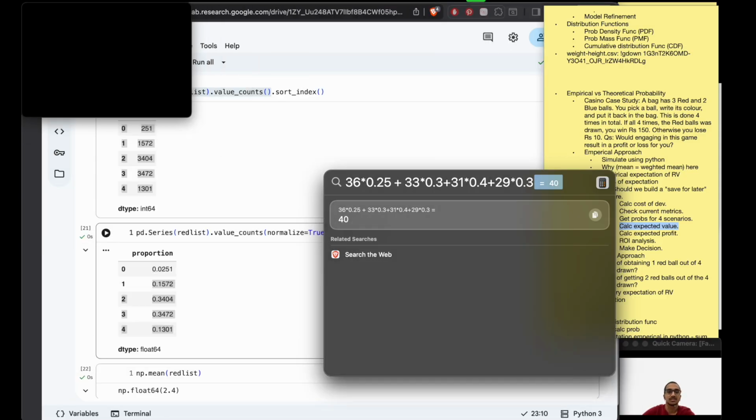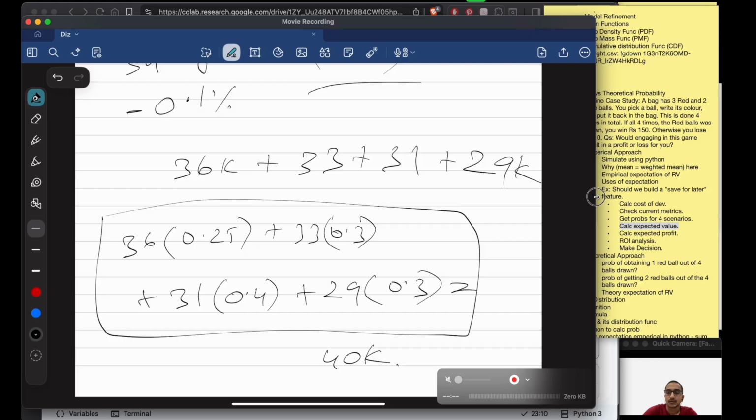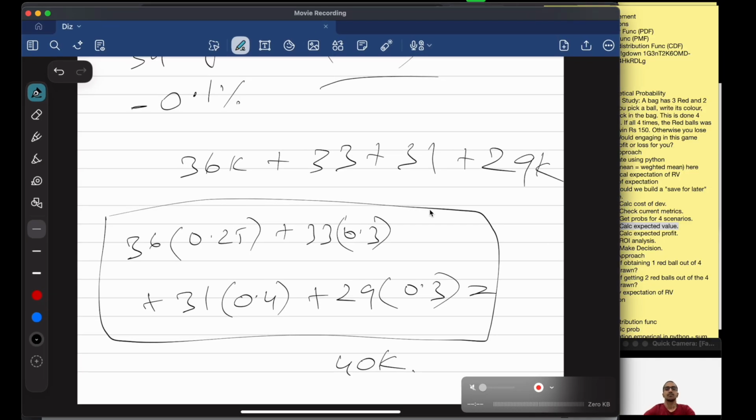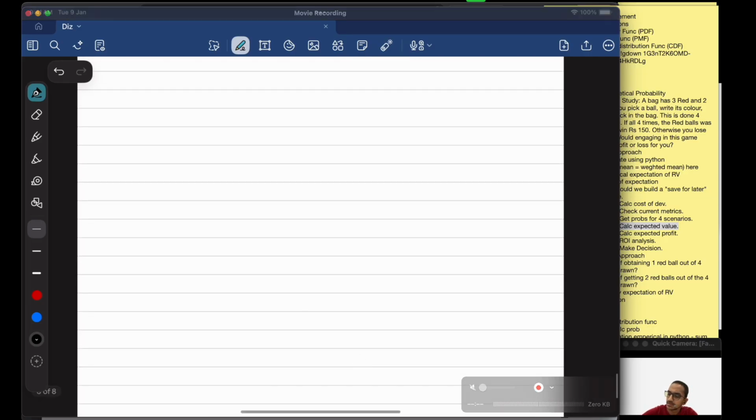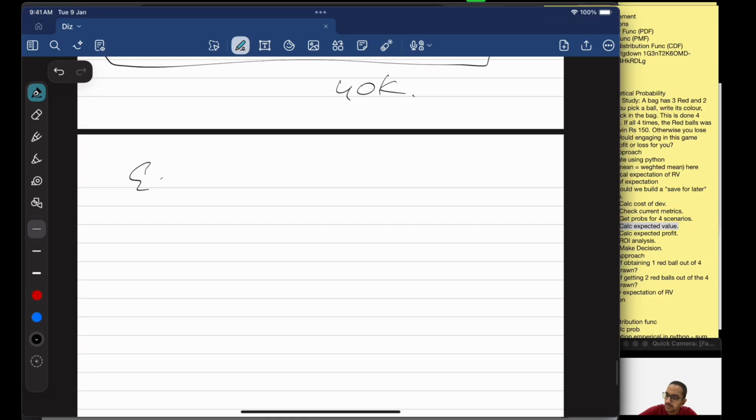So the expected value, or our expected revenue, is 40K from this.